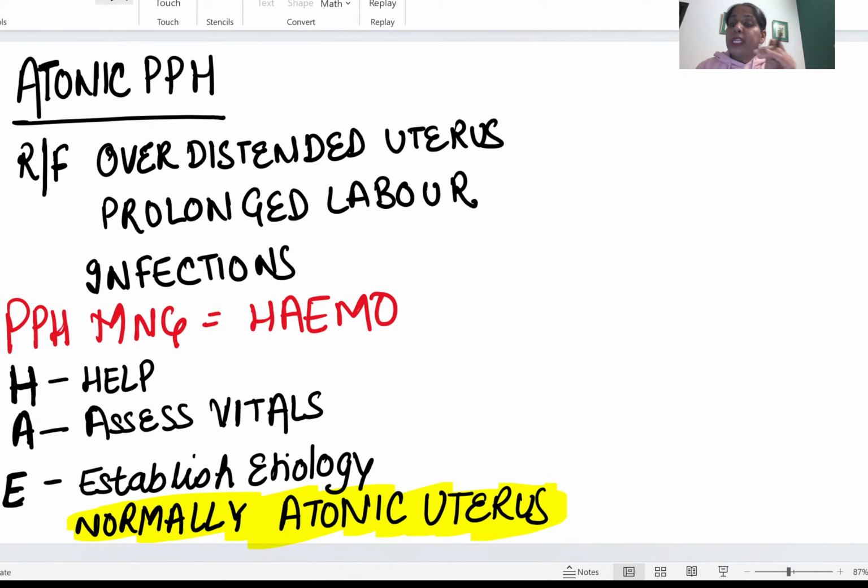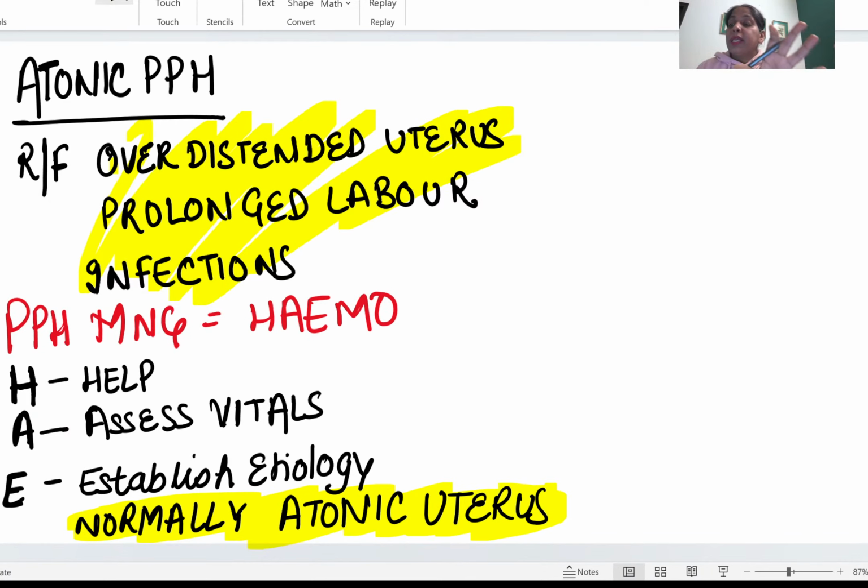Now atonic PPH is due to risk factors. They have asked you a lot of questions on these risk factors because it's just three factors, and you should know in which patients the PPH is expected, so that we can prepare ourselves with blood and uterotonics and everything. Yes, choriocarcinoma is one of the rare causes of secondary PPH. Okay, risk factor is over distended uterus.